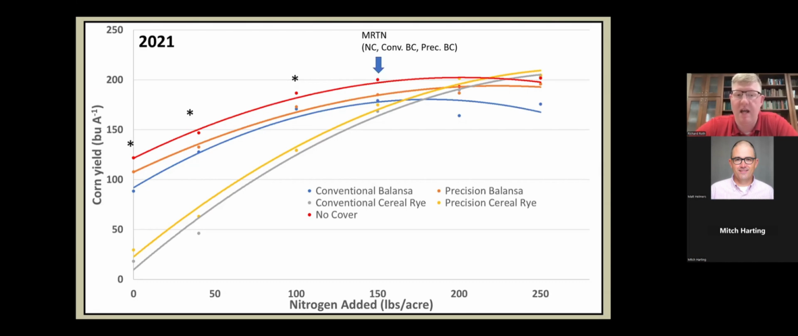And what that tells us is that number one, these clovers are breaking down quite a bit faster, and number two, it's likely that they're releasing more nitrogen in a plant available form. And so we actually were able to reach maximum yield with 50 pounds less nitrogen where we had the clovers than where we had the rye.